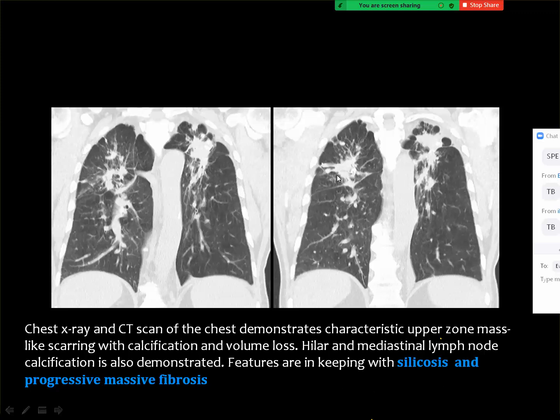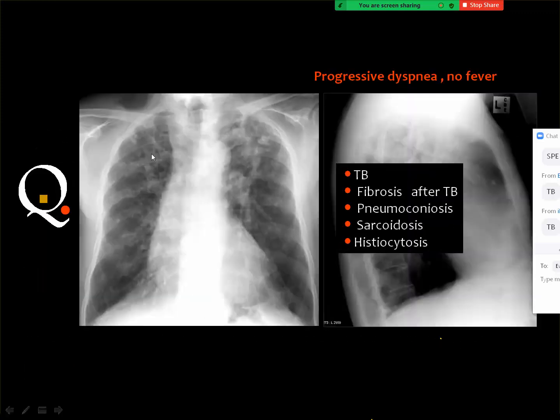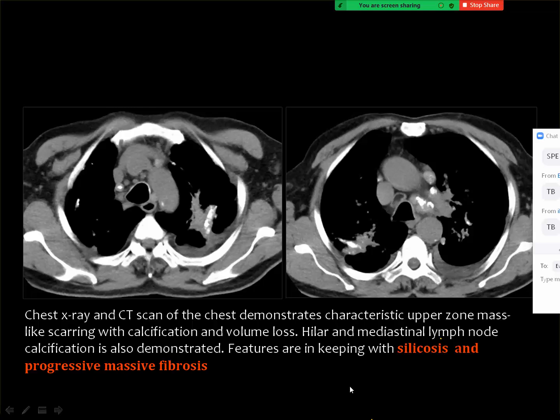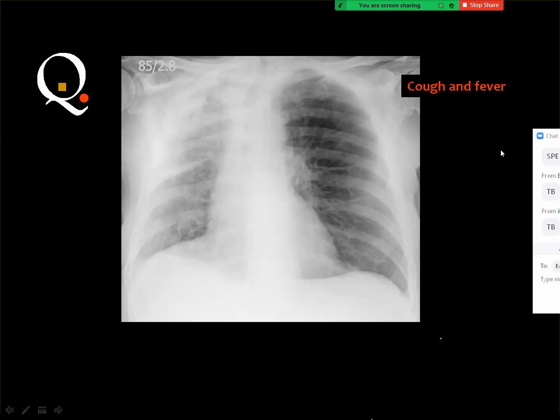You got two big masses on either side of the upper part of the mediastinum, and you may see some of the pulmonary nodules scattered everywhere. And of course, it is not that evident in the plain film. And if you say from the plain film only that this is TB, you are right. Then after the CT, you should change your opinion to progressive massive fibrosis. This patient had cough and fever.